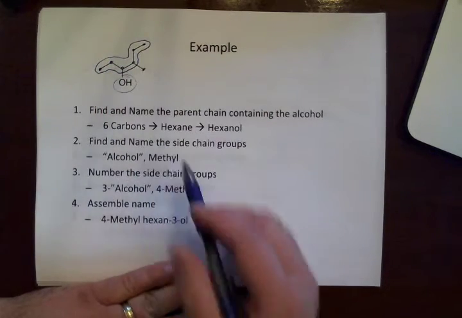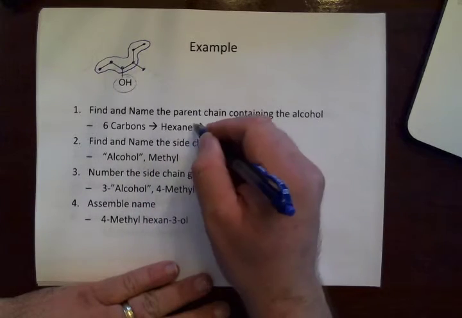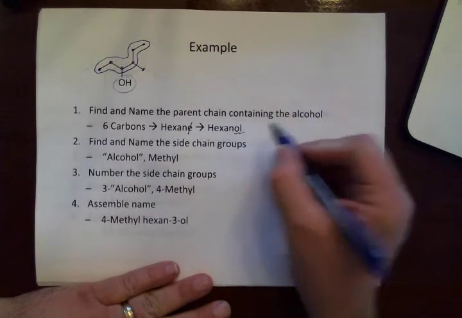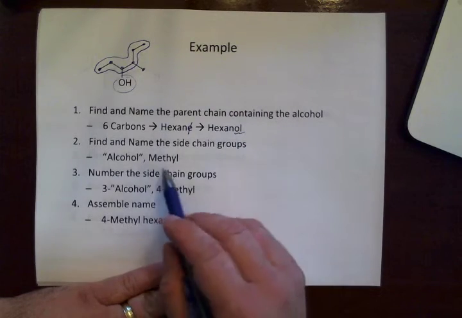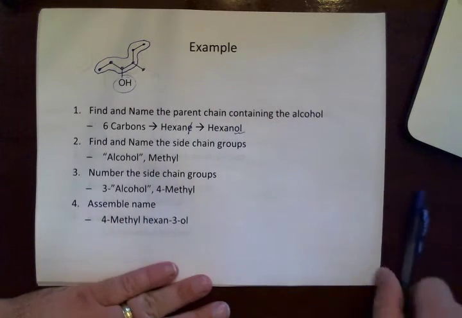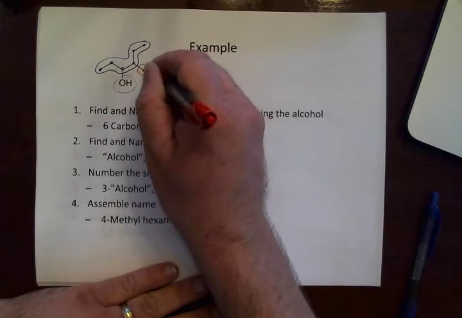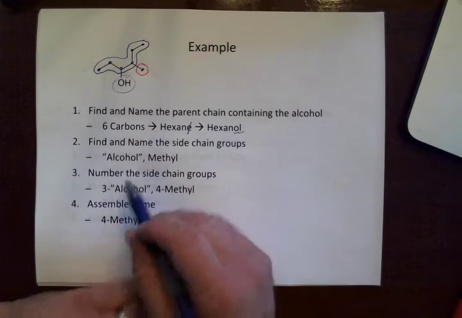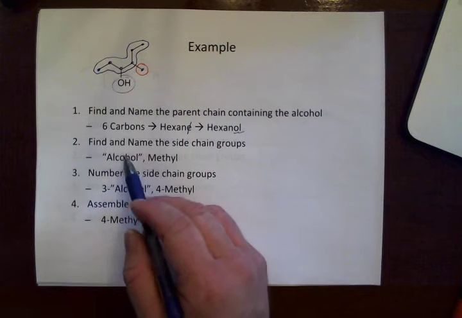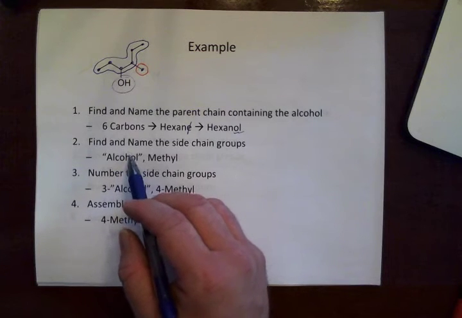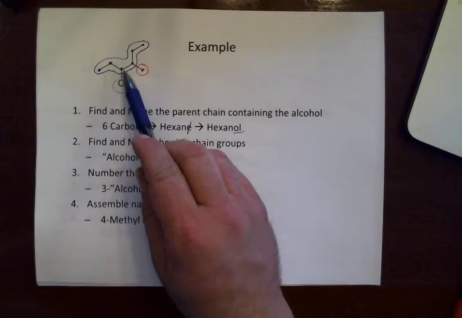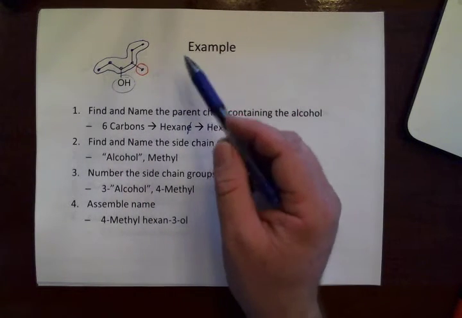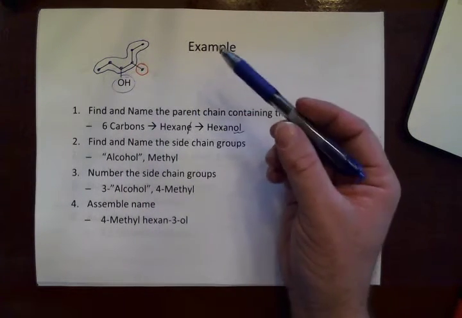So it'll be hexane. You take off the E and add the OL for alcohol. Now for the side chains, there's really just one side chain, the methyl here. But for doing the numbering, you've got to let me know where that alcohol group is in the molecule. Is it coming off of 1, 2, 3, 4, wherever? Because that does make a difference.